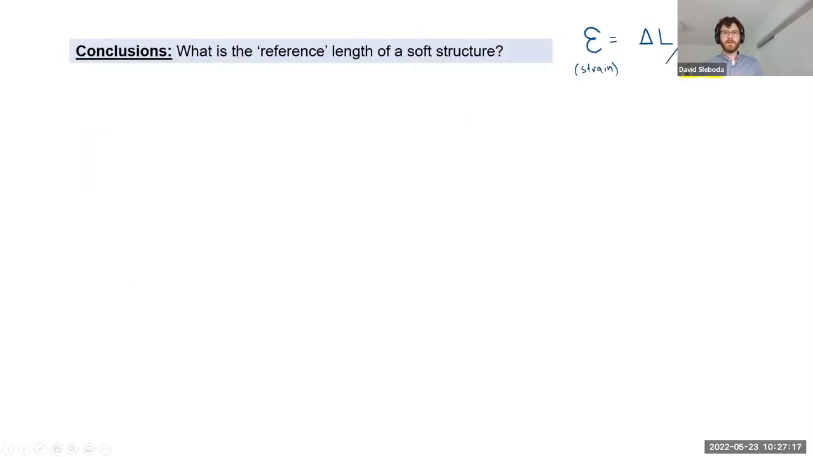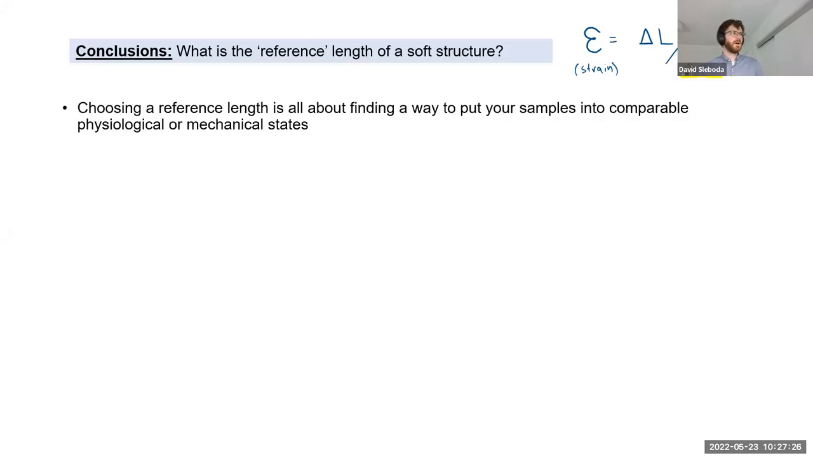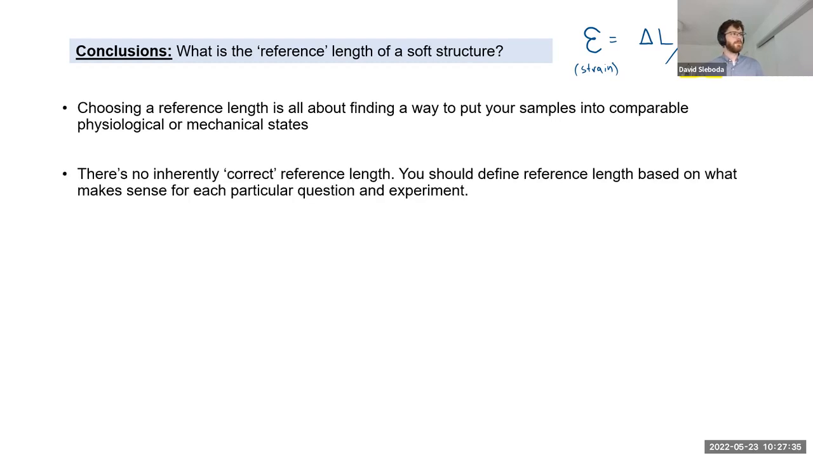Okay, so now I'm going to wrap up with some general conclusions about this initial question I posed. What is a reference length of a soft structure? Overall, choosing a reference length is all about finding a way to put your samples into comparable physiological and mechanical states. And it's important to recognize that there is no inherently correct reference length. That's why I like calling it a reference length rather than an original length or a rest length or initial length, because those things don't really exist for a soft structure.